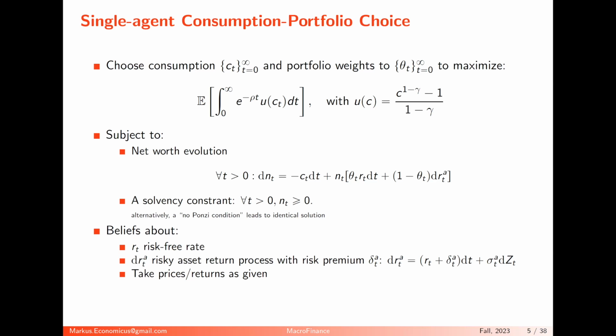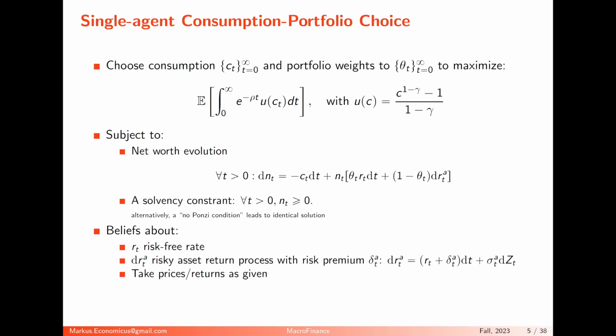And then there's a solvency constraint that your net worth cannot go negative. If you have log utility, it's anyway not an issue. You can also assume a no Ponzi condition. Typically, we assume that your net worth cannot go beyond a certain constant. It might go negative, but cannot go to minus 500 or whatever.